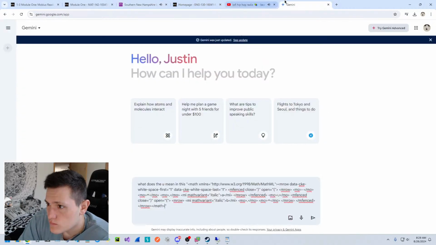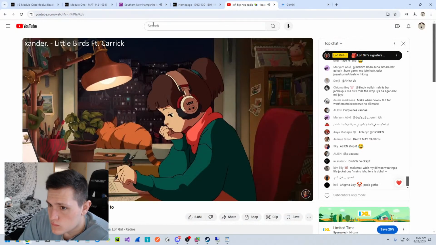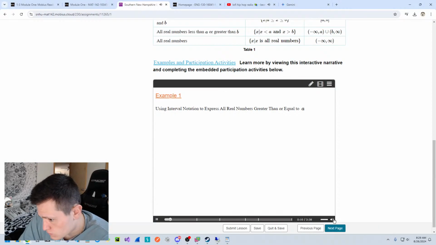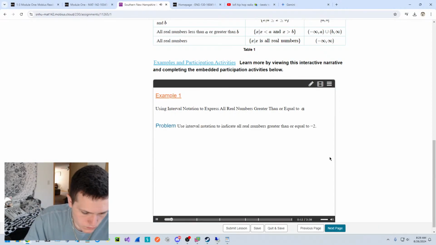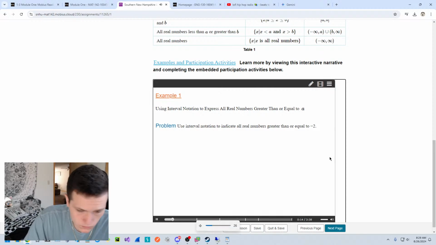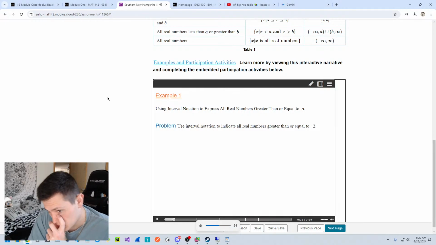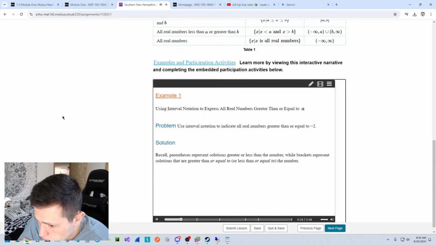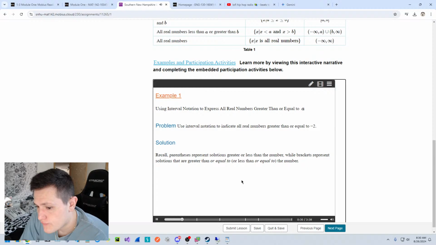Example 1. Using interval notation to describe all real numbers greater than or equal to a. Use interval notation to indicate all real numbers greater than or equal to -2. Solution. Recall, parentheses represent solutions greater or less than the number, while brackets represent solutions that are greater than or equal to, or less than or equal to, the number.